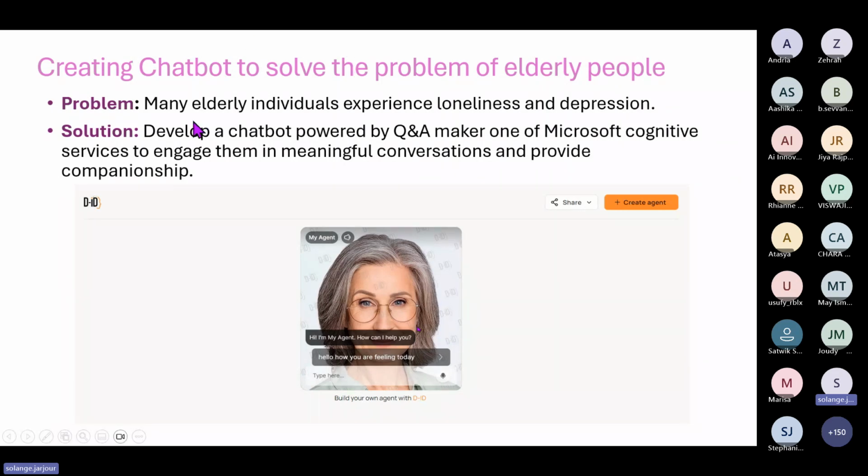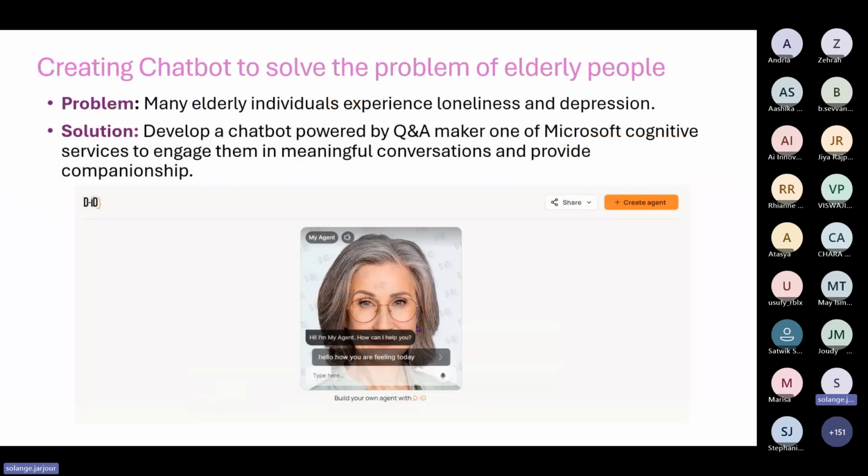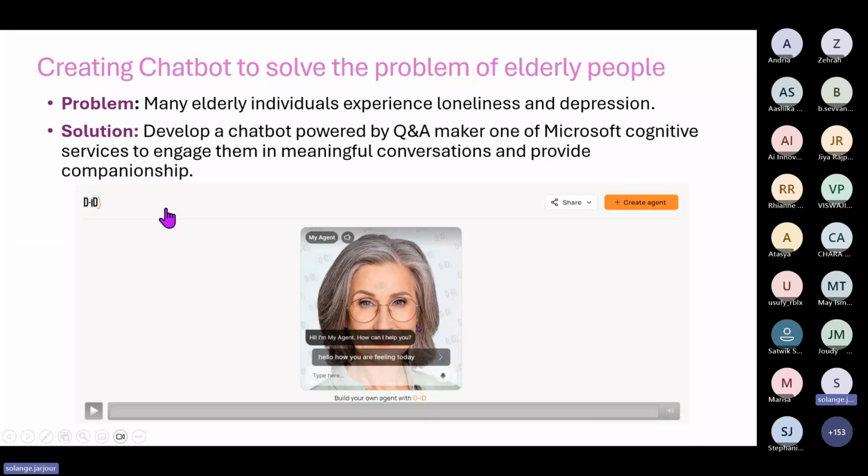So here is my problem, again the same problem: elderly individuals who are experiencing loneliness and depression, how to support them. So I'm thinking of developing a chatbot powered by QnA Maker and using Microsoft Cognitive Services like text-to-speech, speech-to-text, and so on, to engage them in a meaningful conversation and provide companionship. Okay, and I will give you now an example.